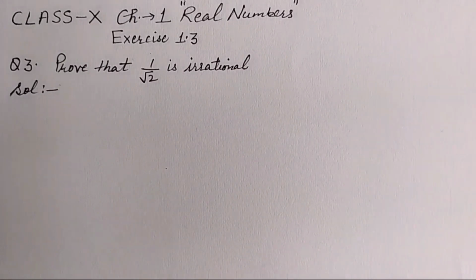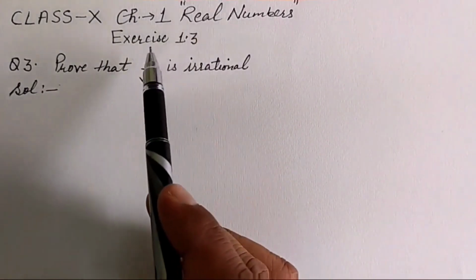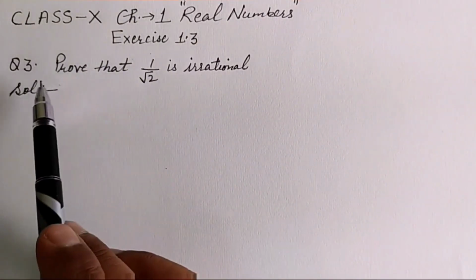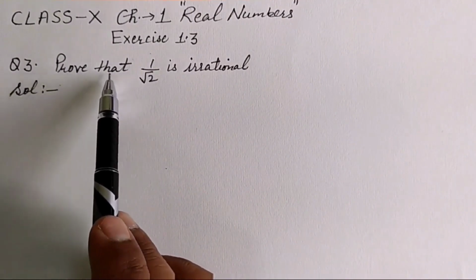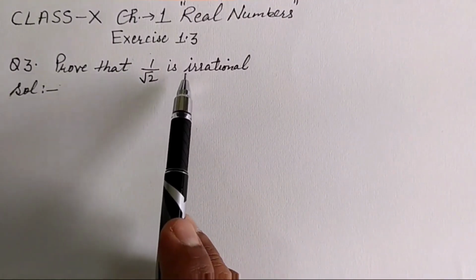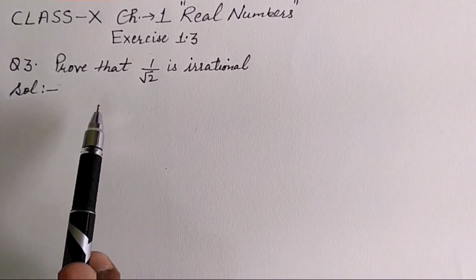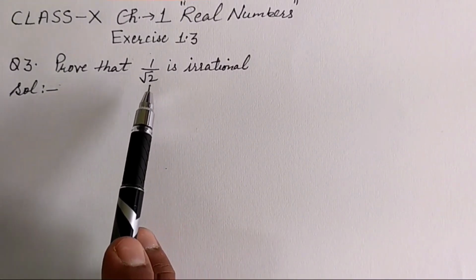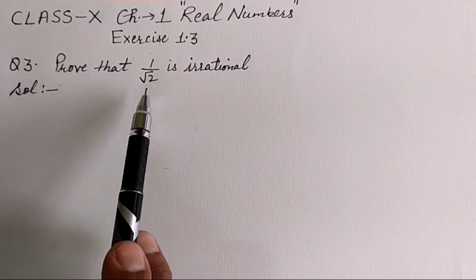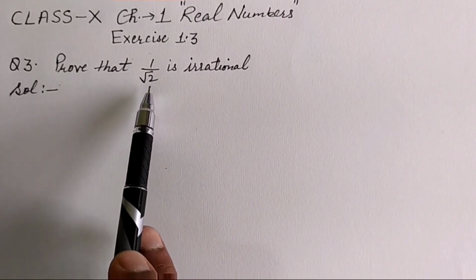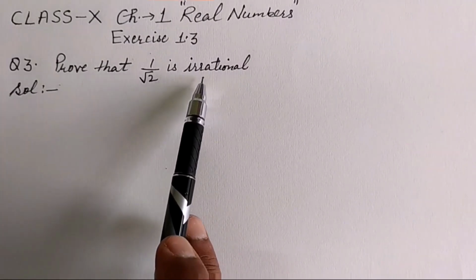This is from class 10 chapter 1 real numbers exercise 1.3. Third question is prove that 1 over root 2 is irrational. So for proving this question irrational, first of all we'll assume to the contrary that 1 by root 2 is a rational number.